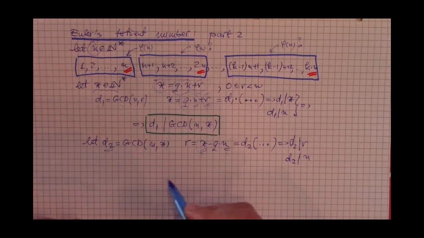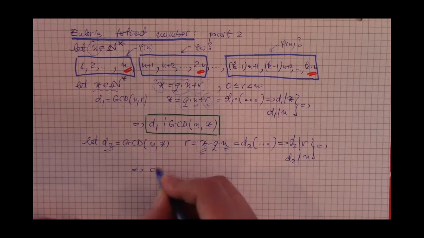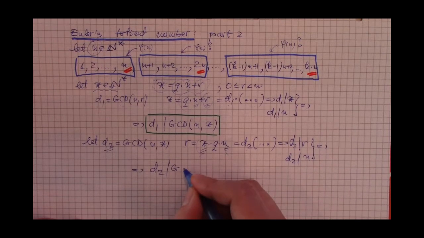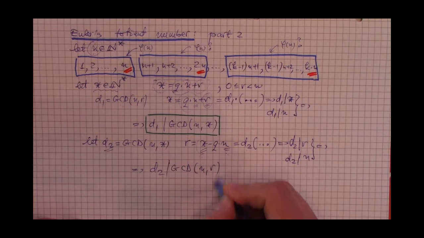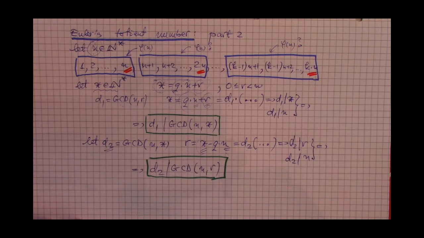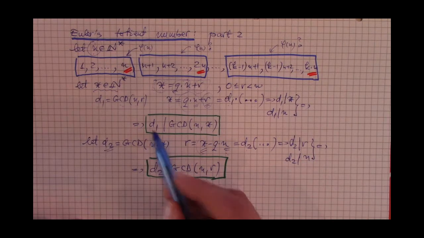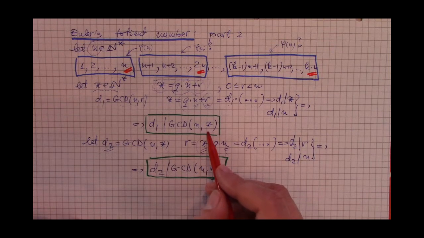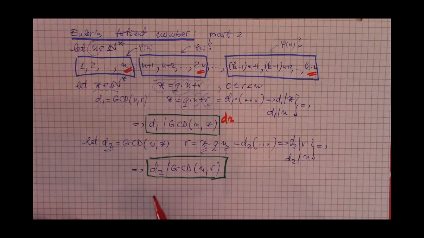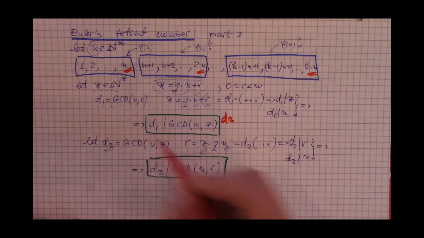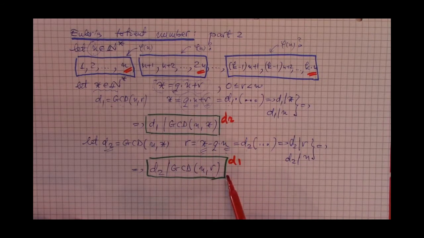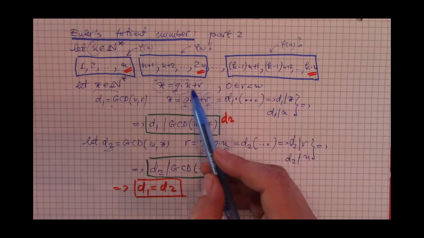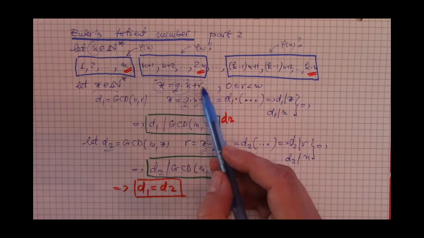d2 also divides n. That's how d2 was chosen. So that means that d2 divides the greatest common divisor, GCD, between n and r. This is the second relationship we got. How can we put these two together? d1 divides the GCD between n and x, which is our d2. And d2 divides the GCD between n and r, which is just d1. So d1 divides d2 and d2 divides d1, which tells us that d1 is equal to d2. Very nice. Basically, the greatest common divisor between n and x is the same as the greatest common divisor between n and r.